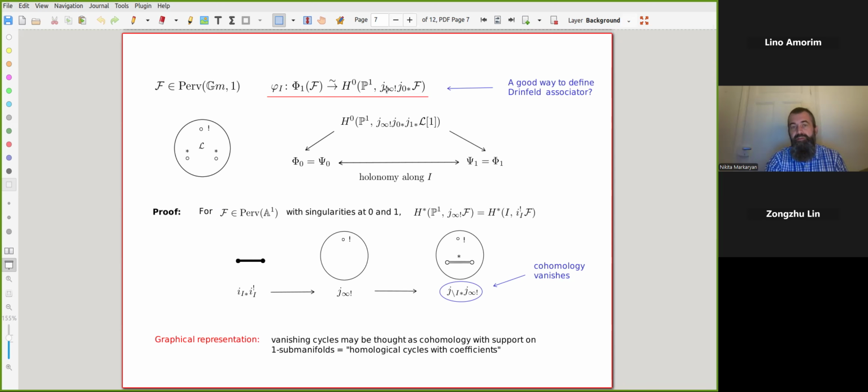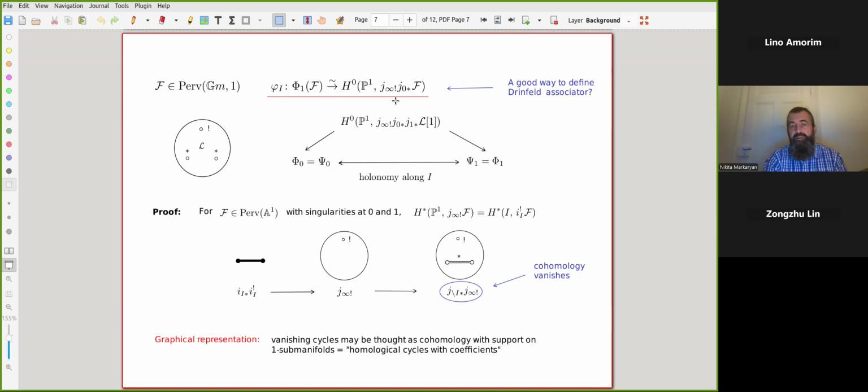In fact, I omit here, I always omit, the notation of derived functors. I always mean derived functors. The statement is that the vanishing cycles of f at 1 is isomorphic to this cohomology, and this isomorphism is the central character of our story.